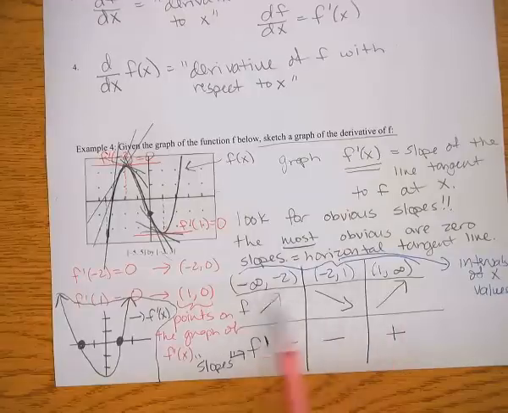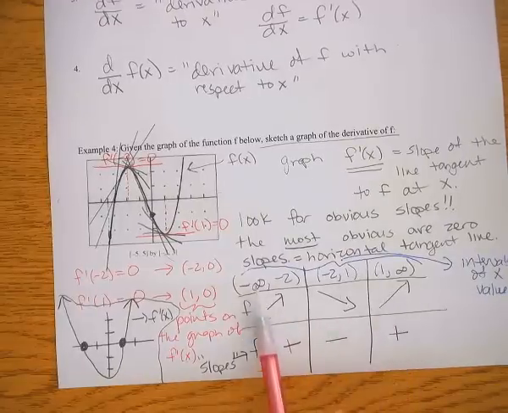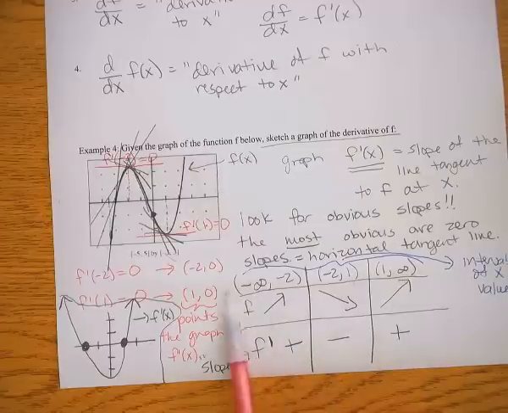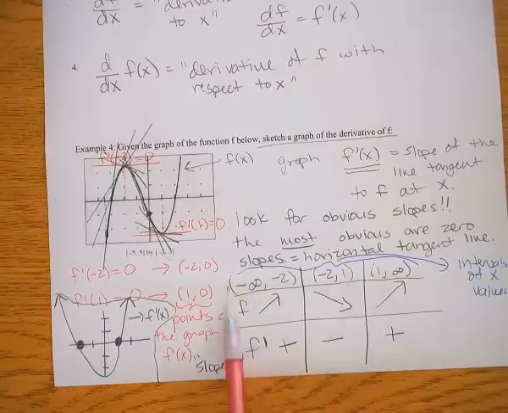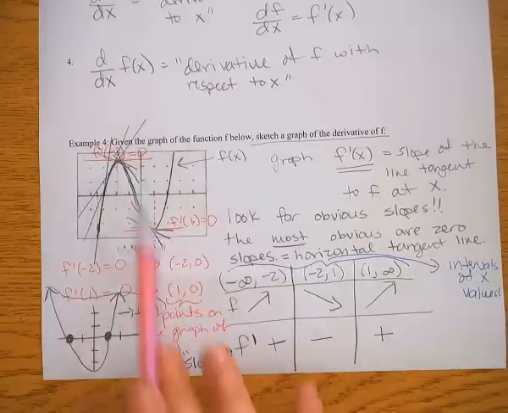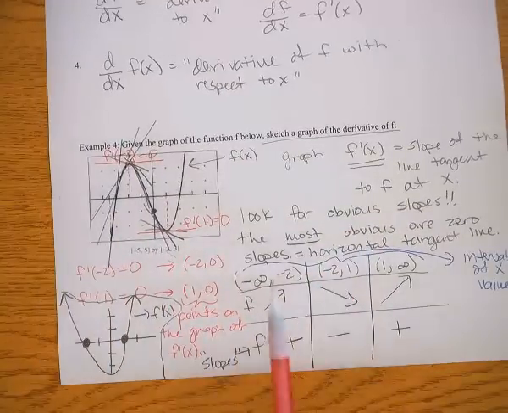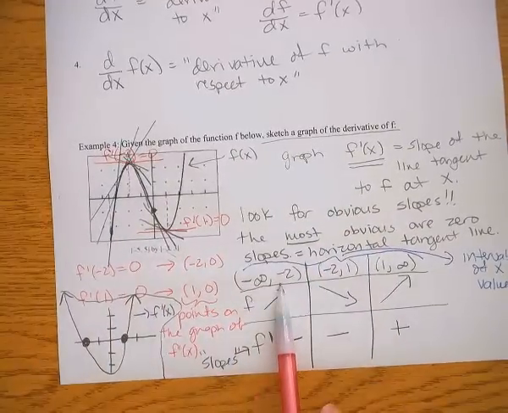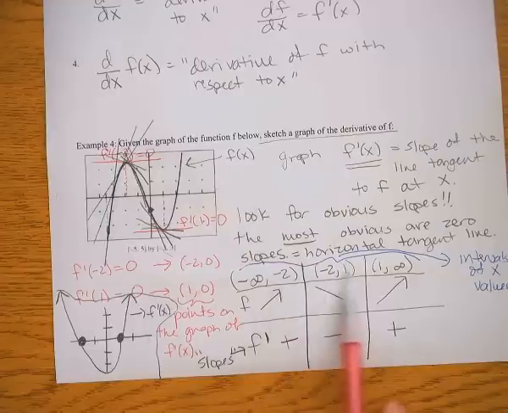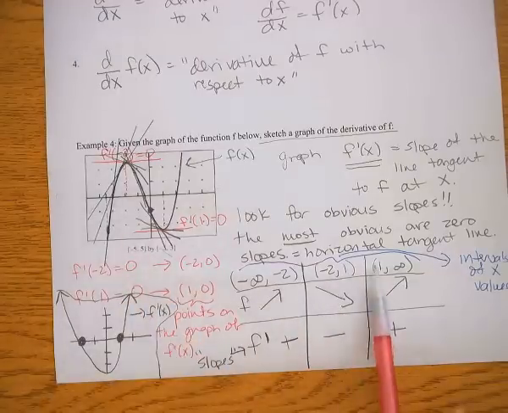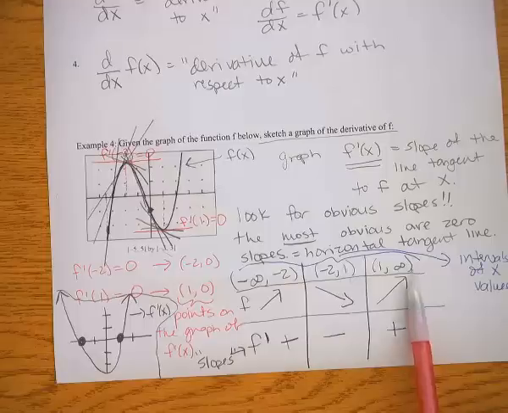Then we made a little sign chart from -infinity to infinity. These are all little intervals of x values, and I broke it up based on where the 0 slopes were. So I went from -infinity to the first 0 slope, and then between -2 and 1, between the two 0 slopes, and then to the right of the last 0 slope.